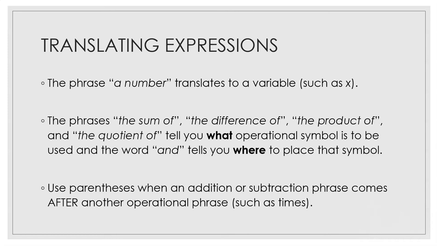You also might see the phrases the sum of, the difference of, the product of, and the quotient of in a sentence. Those 4 phrases tell you what symbol you're going to use, but the word and that will be later in the sentence is going to tell you where to put it. That's going to make more sense when we do the example. And last but not least, when you have an addition or a subtraction phrase that comes after something else, then you need to put parentheses around the whole thing because the multiplication has to multiply everything.